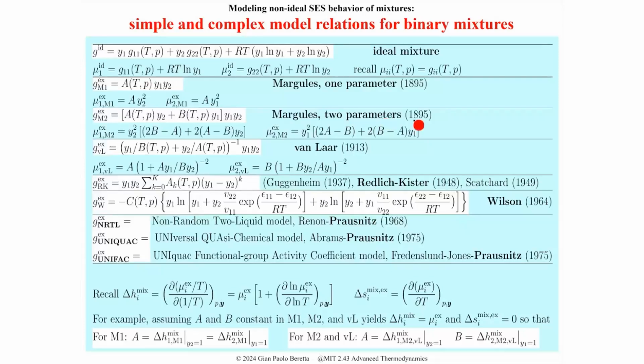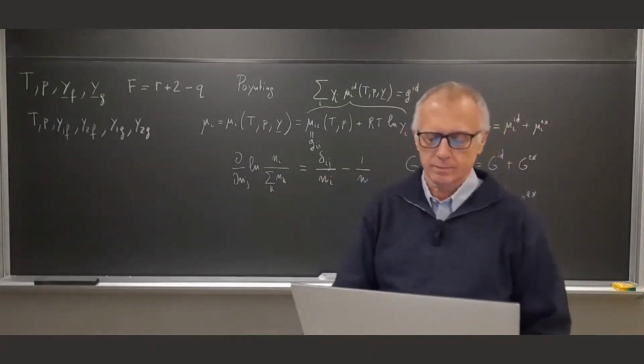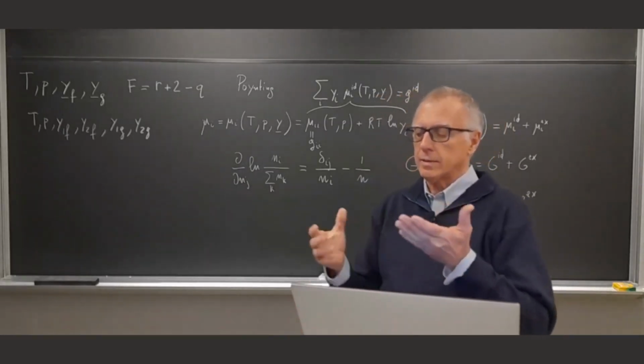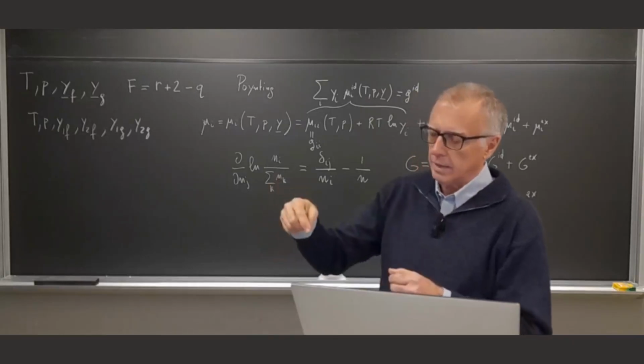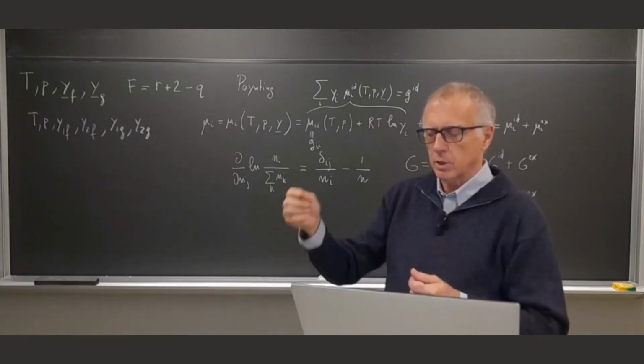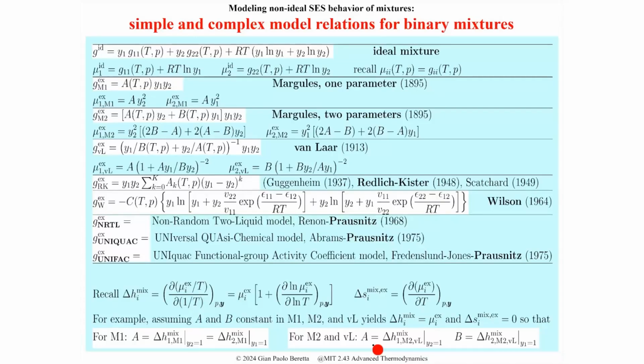So he developed a two-parameter model. Slightly more complicated, but at least I have two parameters. And these two parameters turn out to be related to the mixing enthalpies of the two components, which makes more sense because if I have a bunch of water and put some alcohol in it, I obtain a different effect than if I had a bunch of alcohol and I put some water in it. And so this is Margules' two parameters.